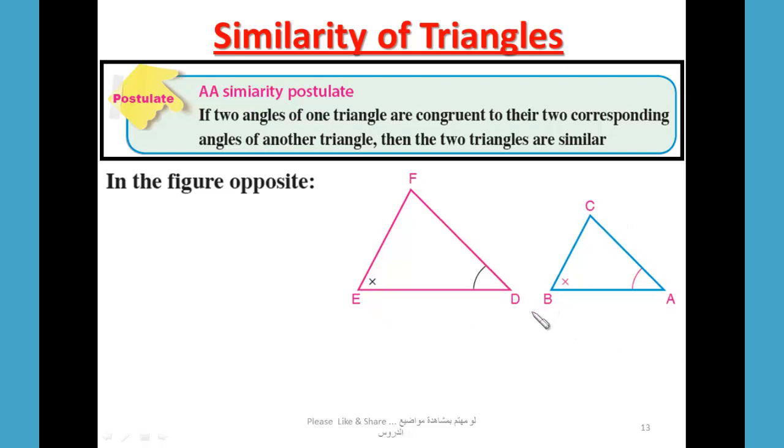Triangle ABC is similar to triangle DEF, and you have to write these two triangles in the same order. ABC is similar to DEF because the measure of angle A equals the measure of angle D and the measure of angle B equals the measure of angle E. So if angle A is congruent to angle D and angle B is congruent to angle E, then triangle ABC is similar to triangle DEF, and you have to mention the two triangles in the same order. A is the first letter and D is the first letter, then B, E, and C, F.